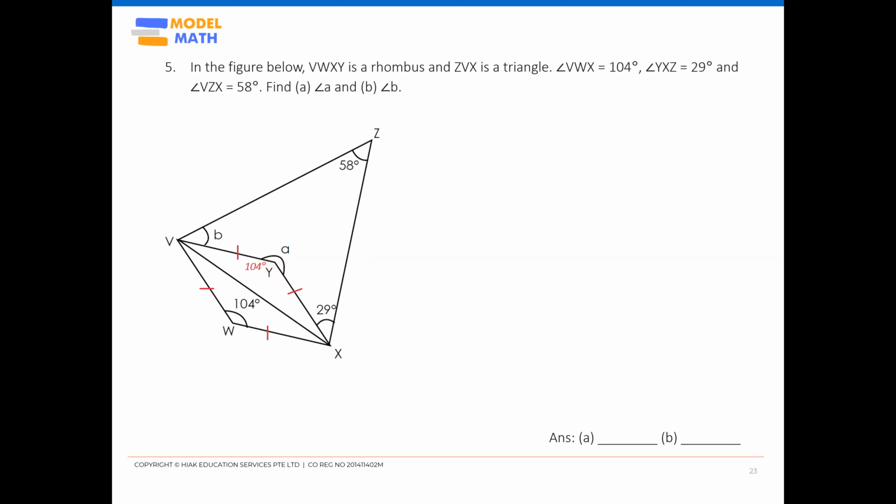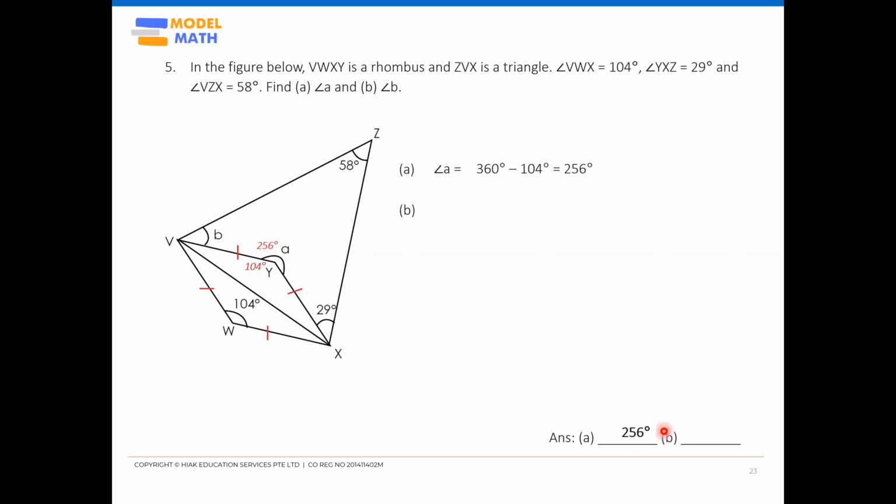Why? Because angle A, can you see angle A and this 104 degrees? Together, they sum up to be 360 degrees because they are angles at a point. So simply I just need to take 360 degrees minus the 104 degrees to find angle A. And that will give me 256 degrees, which is a reflex angle in this case. And that's it. For part A, I have my answer.